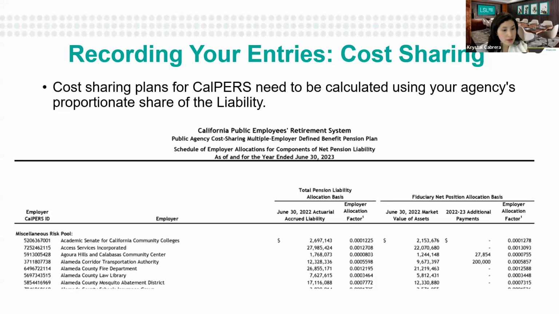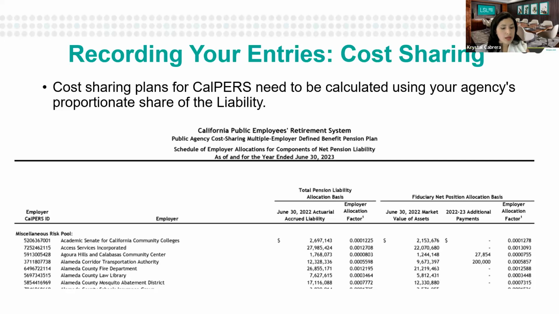Your fiduciary net position, for those of you who don't know, is essentially how much is in there to offset that liability. It's your assets and everything that are offsetting that. So your net pension liability is the amount that we show on the books, which is the total less that fiduciary net position. So keep in mind, you do need both of these. And also, if you use cost sharing, there are separate allocations for the miscellaneous and the safety plans, so you need to make sure you gather both.